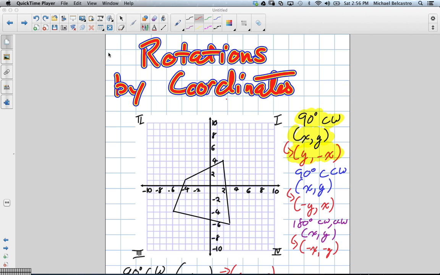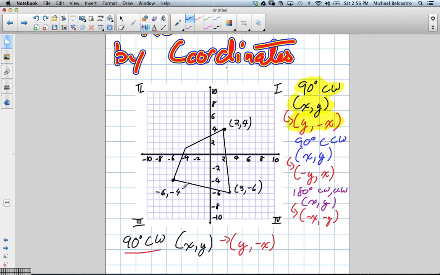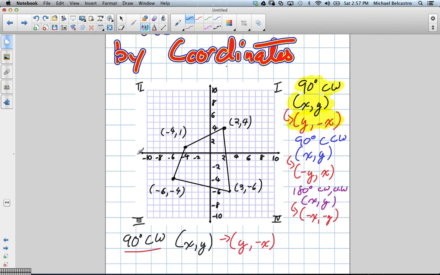Okay, so let's do a more difficult example of a 90-degree clockwise rotation, right? Let's put the coordinates down. Our coordinate here is 2 and 4. This coordinate here is at 3 and negative 6. What's this one here? This one is negative 6 and negative 4. And our last one here is at negative 4 and 1. Great. Okay. So these coordinates are a little tougher because they're all in different quadrants, right?